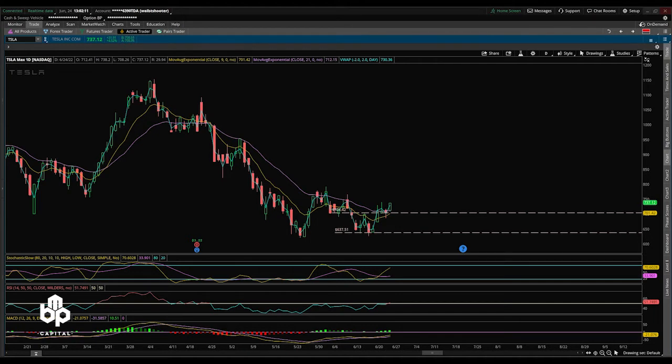Double bottom. And these patterns, no matter if you trade in crypto, Forex, or stocks, they're all the same. Price action is price action. No matter where the price action is coming from, price action is price action.